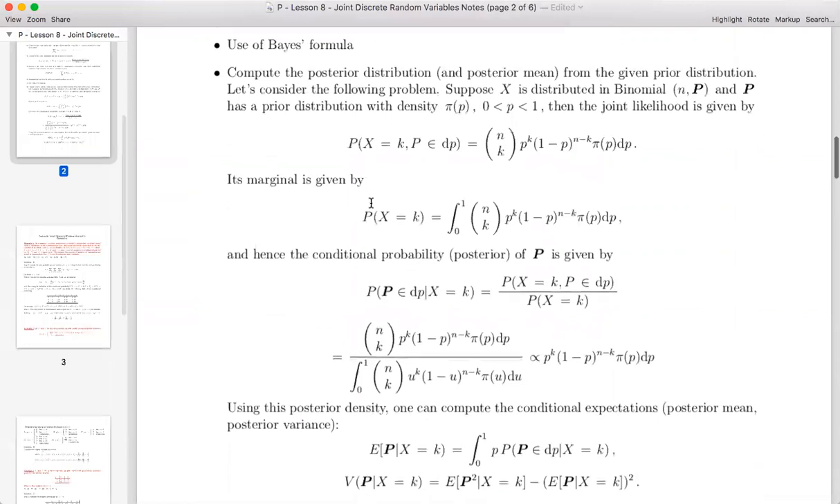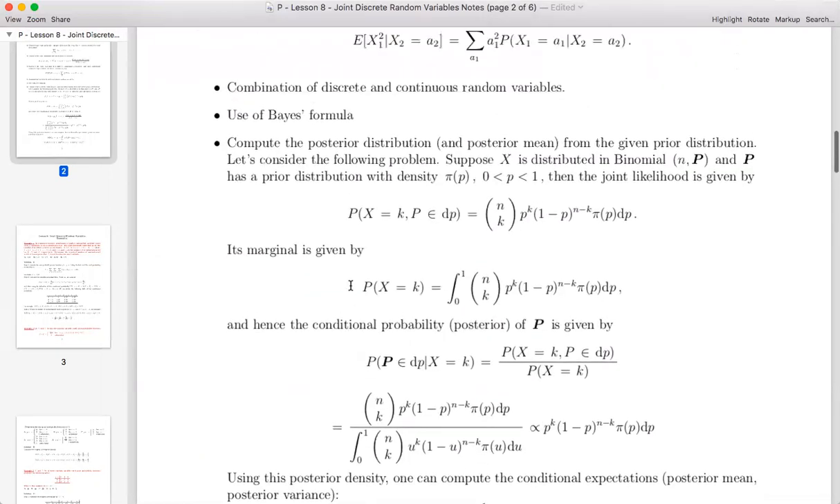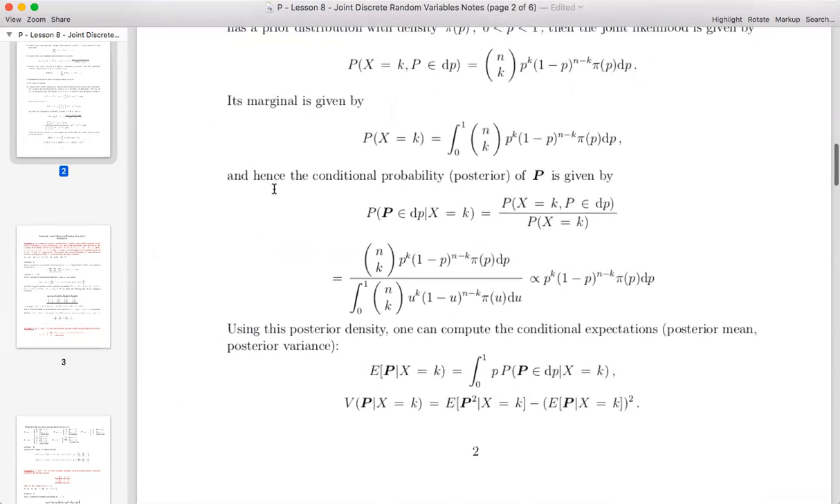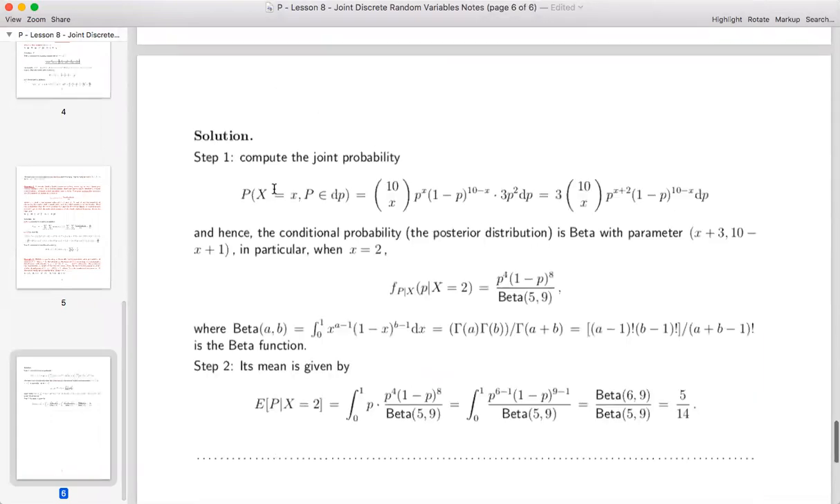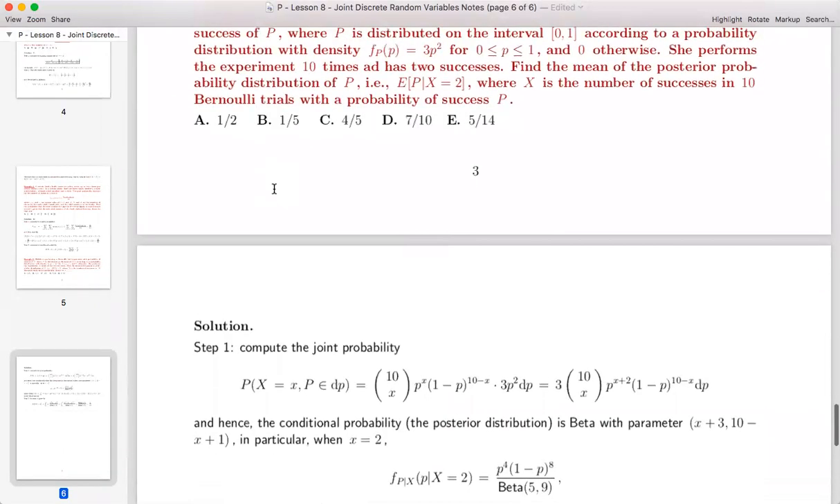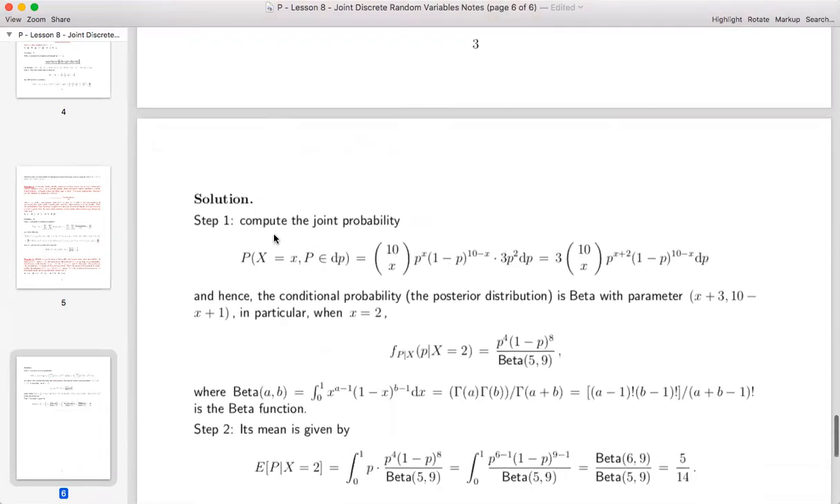So if we go back up to our work up here, we know exactly how to calculate this. If you're a little confused on this question, you could look again at our posterior distribution on page 2. But we'll go through the work anyways. So we want to find the expected value of p given x is equal to 2. So first we need to compute the joint probability function. So the probability that x is equal to x and p is an element of dp.